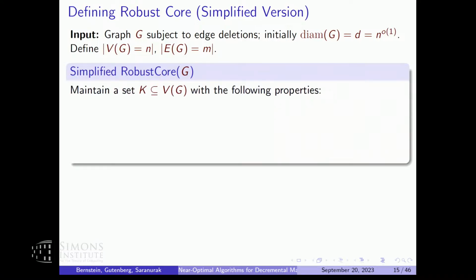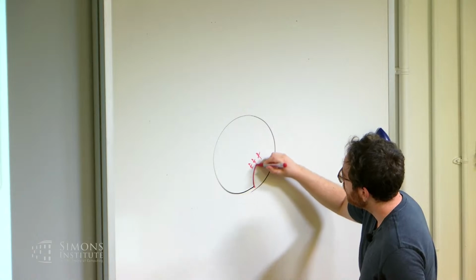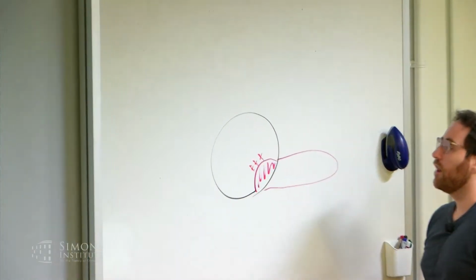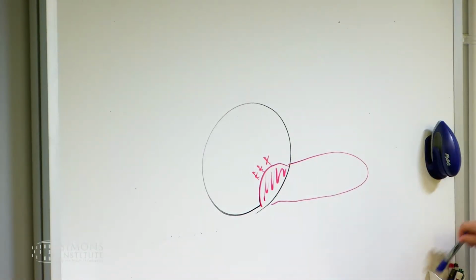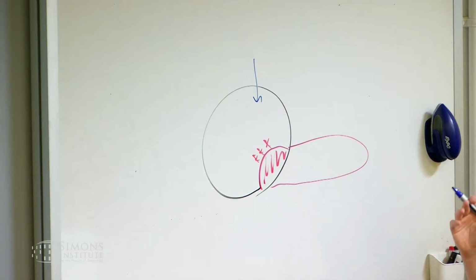So I'm going to draw this on the board. You start with a graph. It has low diameter. Now, you delete some edges. And some small parts of the graph might now be further away. But most of the graph is still low diameter. So in this case, you still have a low diameter core that contains most of your graph, and you just have a small number of vertices that are no longer part of your low diameter core.